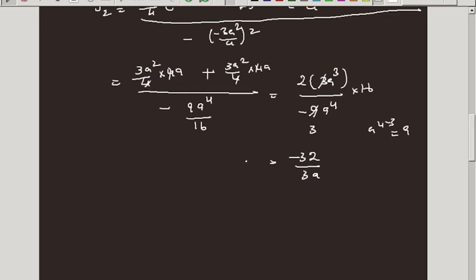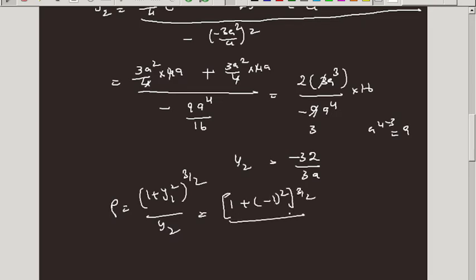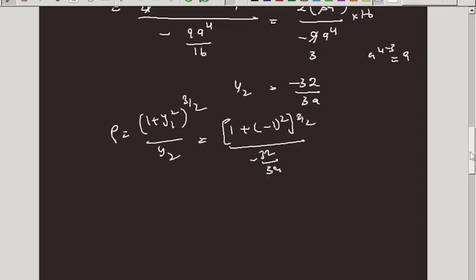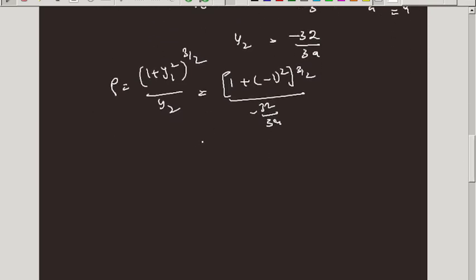So here this one is nothing but y2, and here we know that radius of curvature is (1 plus y1 square) whole power 3 by 2 dividing by y2. Here 1 plus y1 is nothing but (1 plus (minus 1) square) power 3 by 2 dividing by y2, which is nothing but minus 3√2 dividing by 3a. So here we simplify the numerator, we get 1 plus 1 is nothing but 2. So 2 power 3 by 2, we can write it as 2 into root 2 dividing by minus 32.